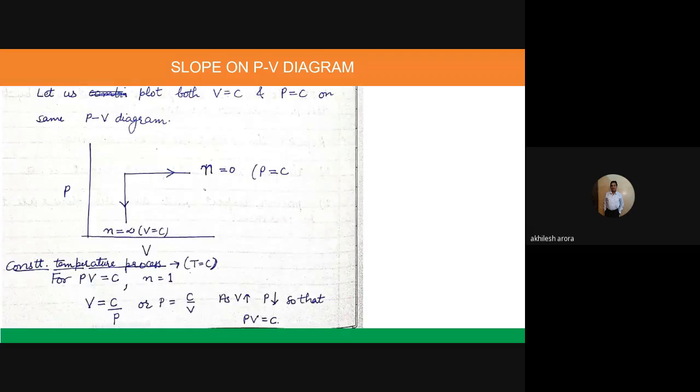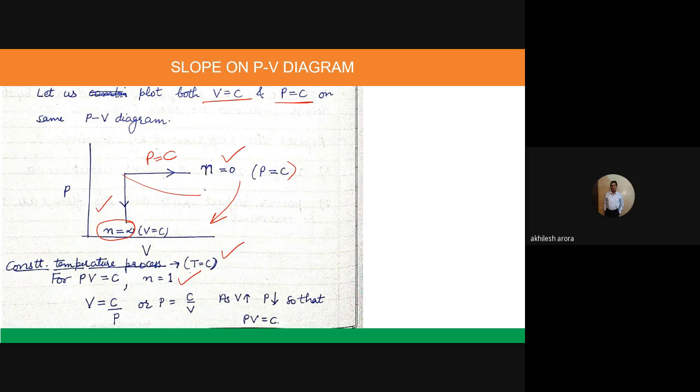Now let us plot both constant volume and constant pressure processes on the same PV diagram. There is a particular reason why I am saying it. For a constant pressure process, this is constant pressure, the value of n is equal to 0. This is constant volume, for which the value of n is equal to infinity. So basically you can see the value of n is varying from 0 to infinity in the clockwise direction. I know that for a constant temperature process, n is equal to 1. So where would it be? It would lie somewhere here.